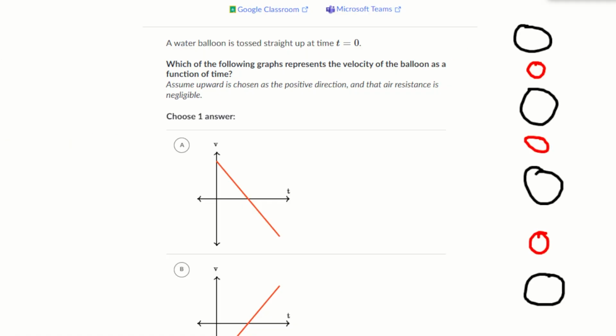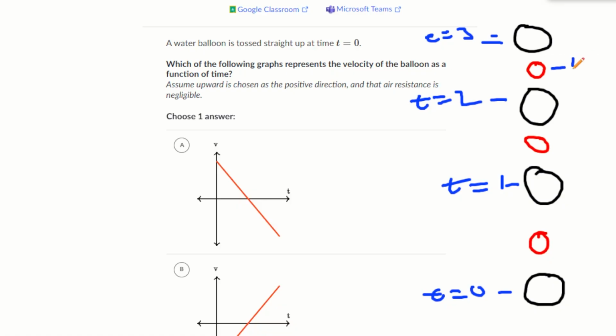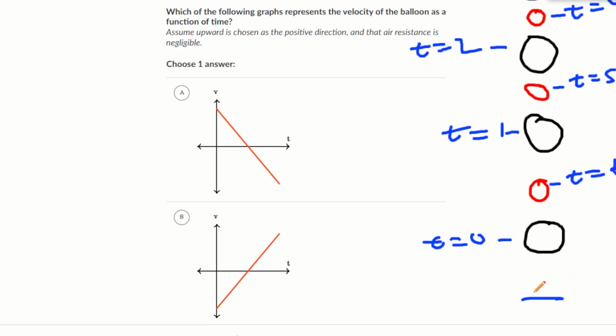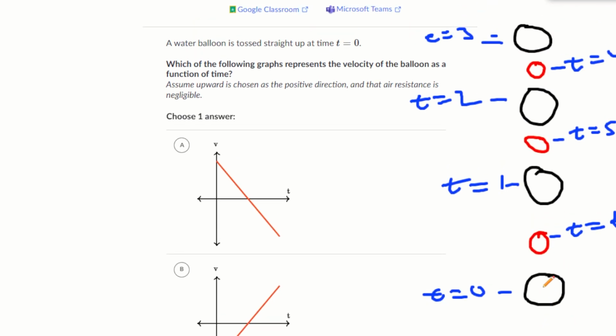So let's just say that this is t equals 0, this is t equals 1, t equals 2, and then t equals 3. This right here is going to be t equals 4, t equals 5, and then t equals 6. Right here, you are tossing the ball up. So this is where it starts. It starts all the way down here, and you toss the ball up, meaning that this velocity is going to be positive here, positive here, positive here, and positive here at the top.